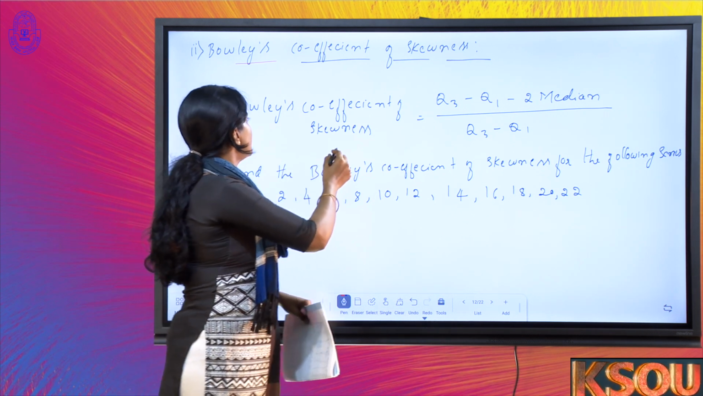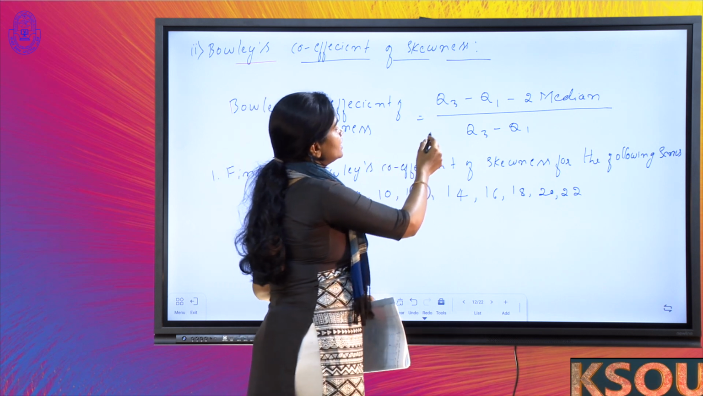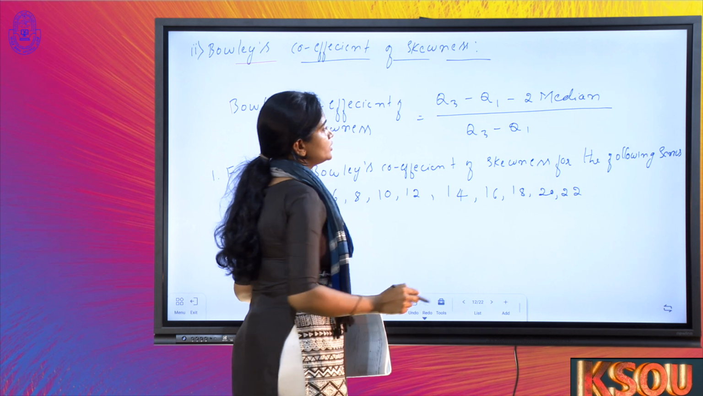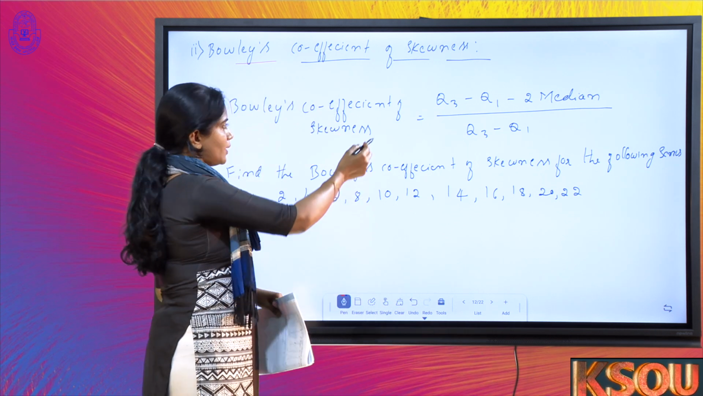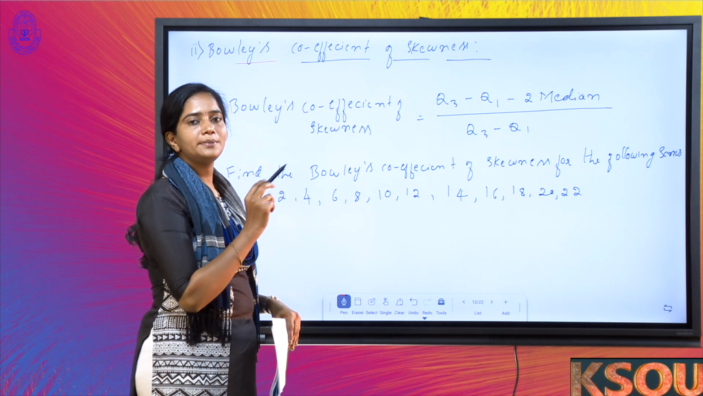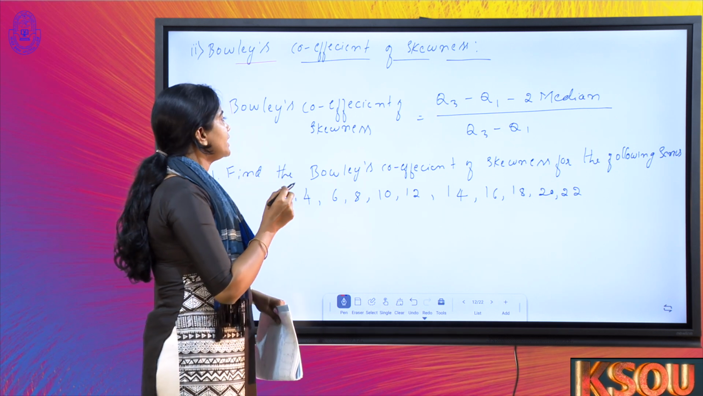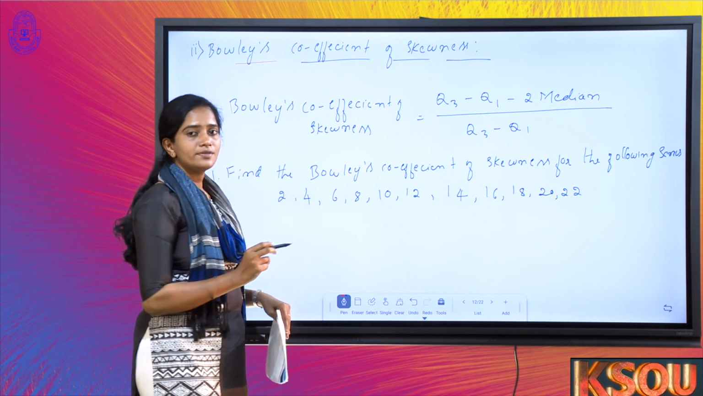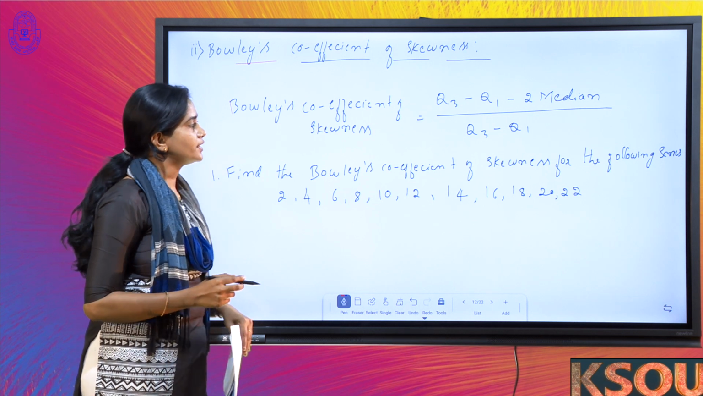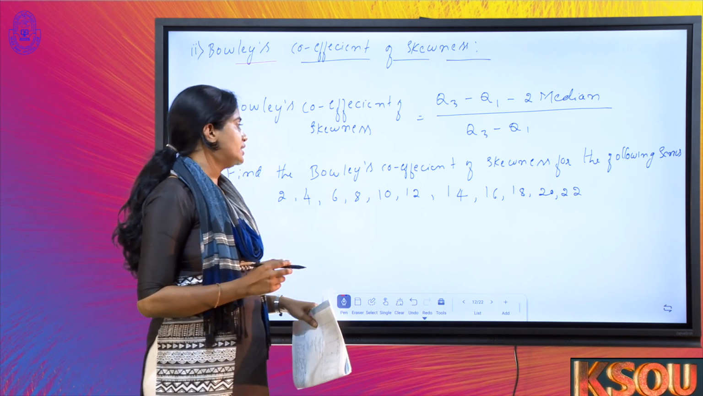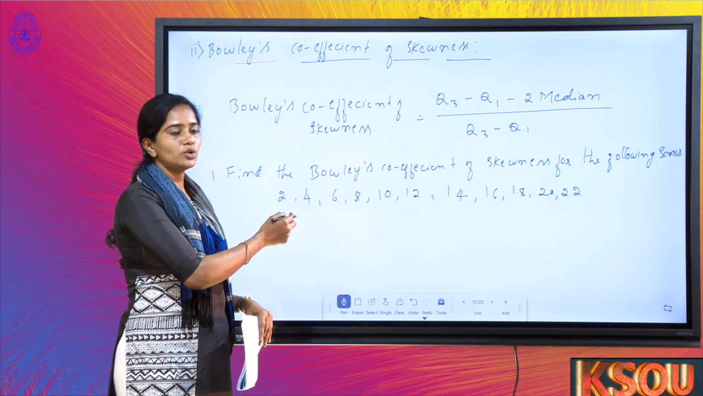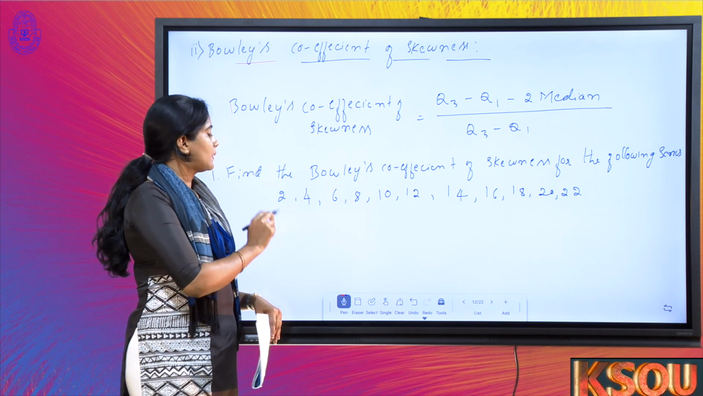So, here you have a formula. Bowley's coefficient of skewness is equal to Q3 plus Q1 minus 2 into median divided by Q3 minus Q1. So, this is the formula here. You will have to calculate Q1, Q2, Q2 is nothing but the median here, and Q3 in order to know Bowley's coefficient of skewness. Let us see with this example. Find Bowley's coefficient of skewness for the following series. So, this is an individual series or ungrouped data, that is when you do not have a frequency distribution.